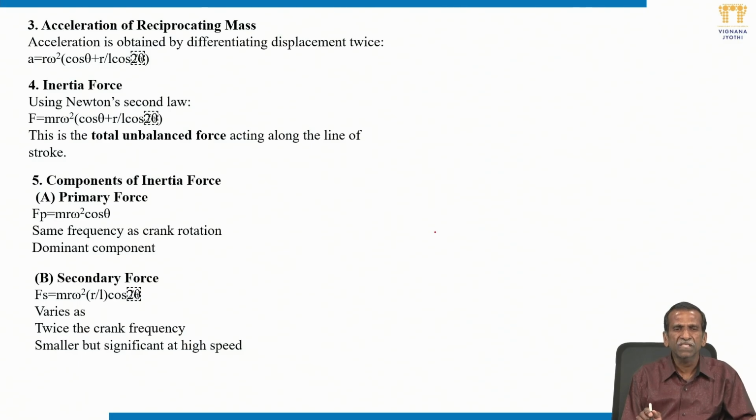These inertia forces have two components. The primary force is, we can say, Fp equal to mr omega square cos theta. This has the same frequency as the crank rotation and is the dominant component. And the secondary force, as we have seen, has twice the crank frequency, because it has 2 theta written in it. It is smaller but significant at high speeds. So we will see the balancing of these two forces.